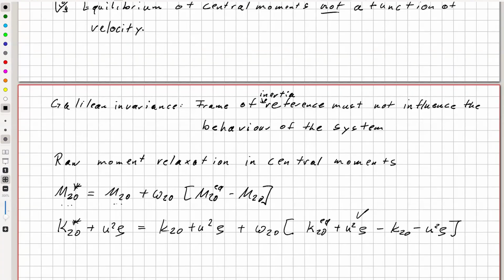So now what do we observe? We can eliminate these against these and these against these, and get K20 after collision is K20 plus omega 20 times K20 equilibrium minus K20. Is this good or bad?